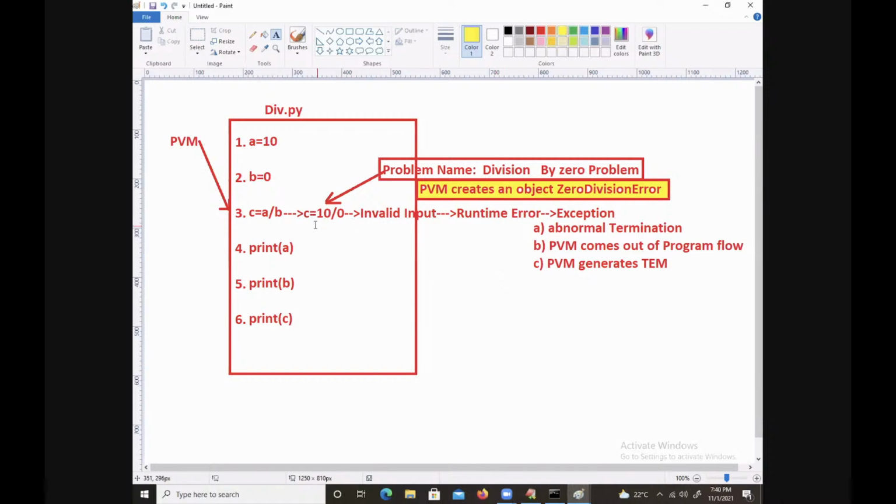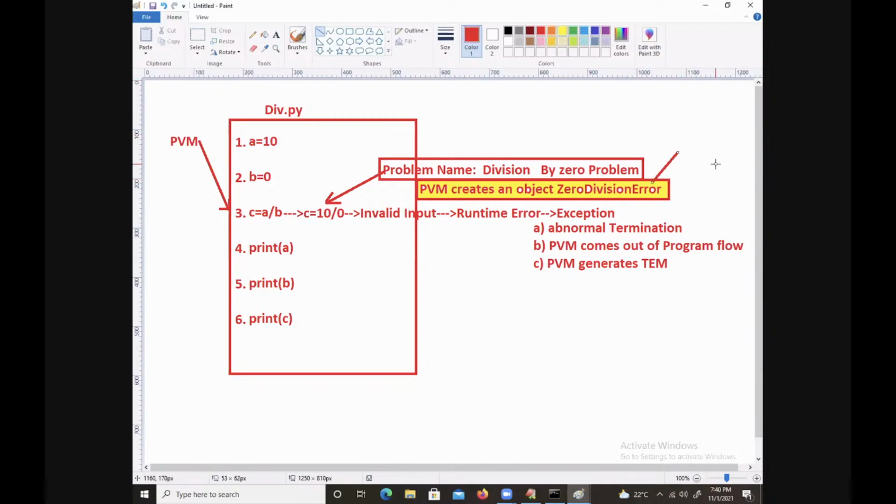When you say 10 by 0, it is called a runtime error. Whose object is created here? Tell me. Zero division error. It is the name of the exception class.